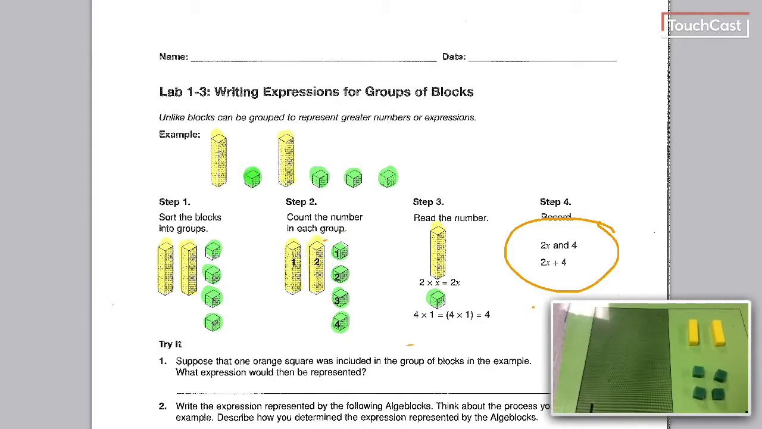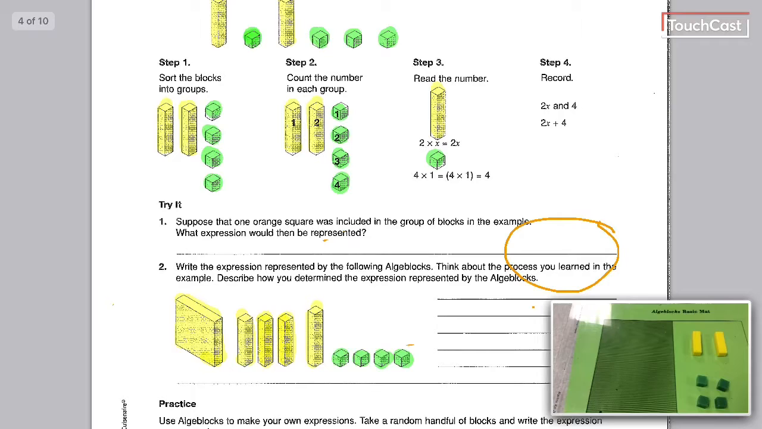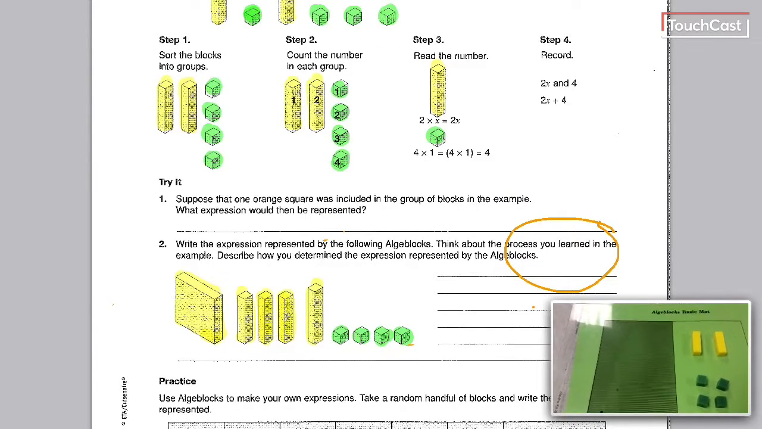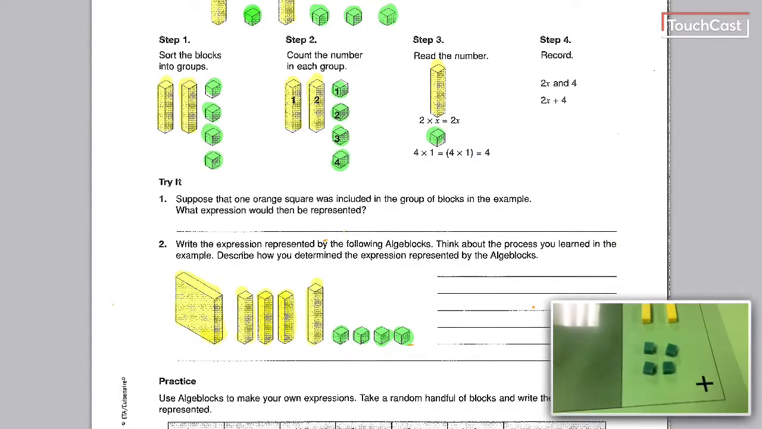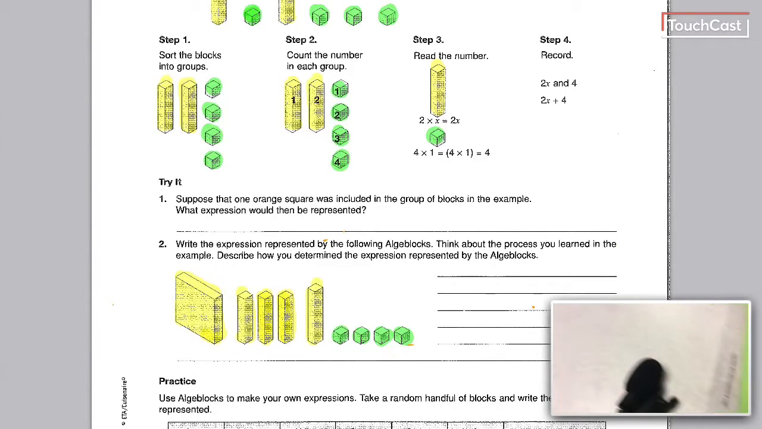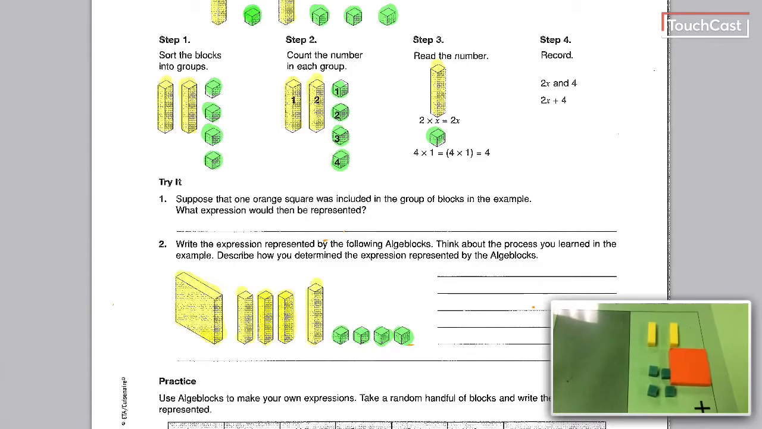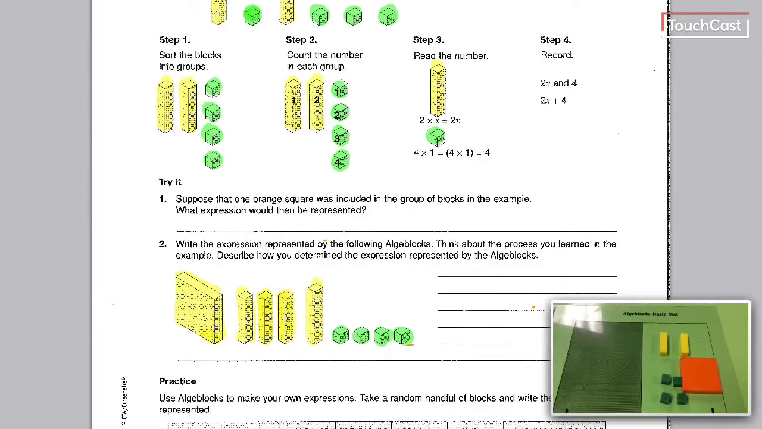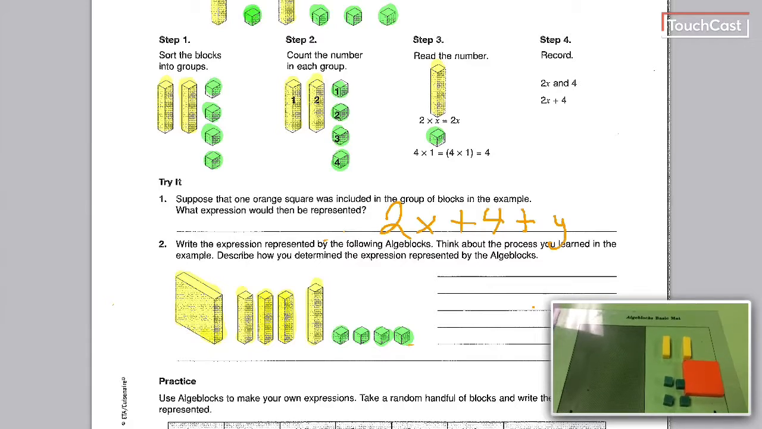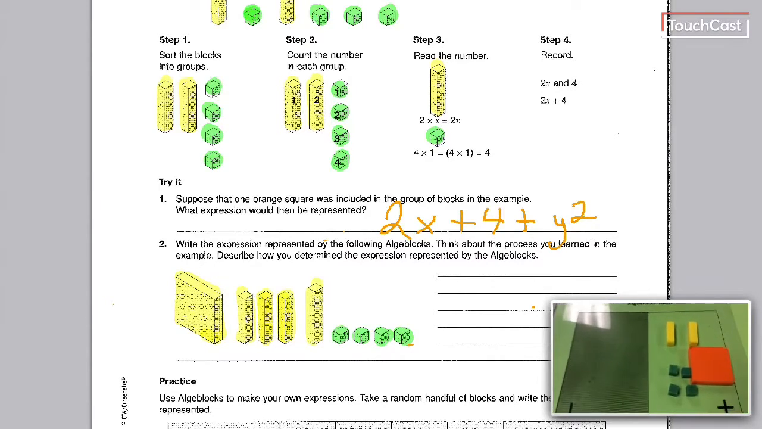Okay, suppose that 1 orange square was also included in the group. Let me just erase that circle. Suppose that 1 orange square was included in the group of blocks in the example. So 1 orange square, it says. Let's pull one of those out. So if I add an orange square, how does that change my expression? You try to write it down and then come back and check your answer. Hopefully you said 2x plus 4 plus a y squared.